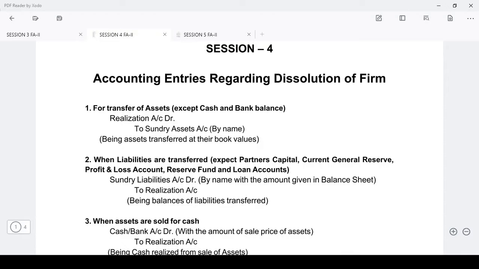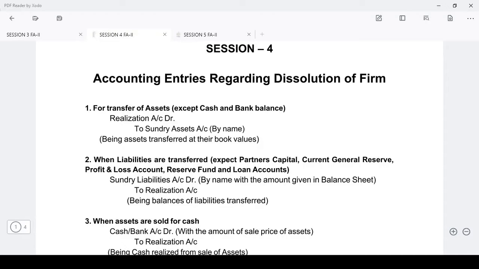The first one is for transfer of assets. And remember, while transferring, we are not supposed to transfer the cash, the bank balance, as well as any loss on the asset side of a balance sheet. For this, an entry should be passed like this. The first entry is realization account debited to sundry assets account. So while transferring, realization account needs to be debited with each asset getting credit.